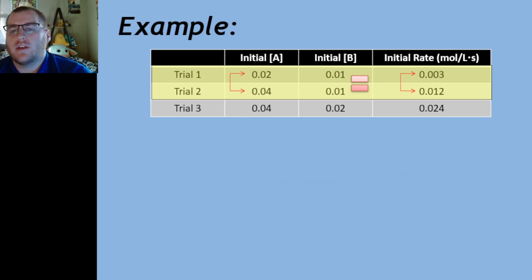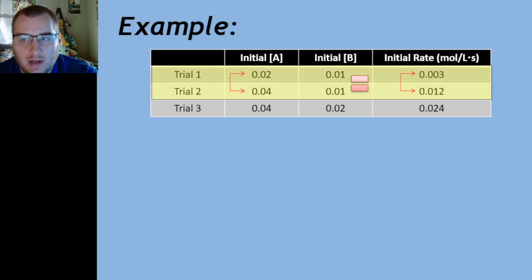All right. What you'll notice, let's look at trial 1 and trial 2. Between trial 1 and trial 2, I've doubled the amount of A. I started with 0.02, went to 0.04, while I held the amount of B constant. What this means is I can see how doubling A affects the rate of the reaction to learn more about it.